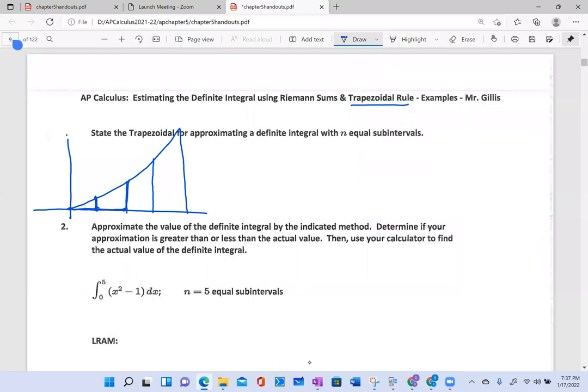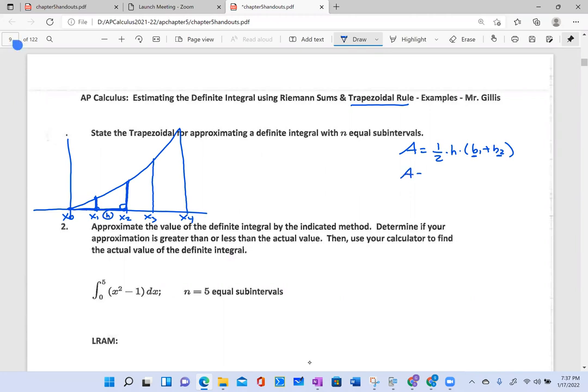Remember, trapezoids are quadrilaterals where exactly one pair of sides are parallel, and those are called your bases. So if this is x sub 0, x sub 1, x sub 2, x sub 3, and x sub 4, just generally speaking. The area of a trapezoid is 1/2 the height times the sum of the bases. And again, the bases are the parallel sides, and your height is perpendicular to the bases. So this is your height.